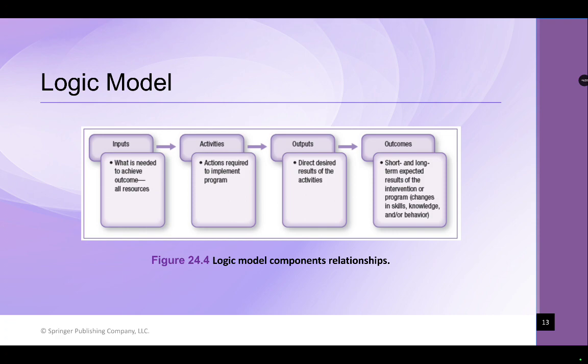So, here is the figure I was talking about that presents a simple diagram of the relationships between different components of the logic model. Inputs are the resources needed to implement the program or intervention. Activities are those actions required to produce the desired outcome. Outputs are the direct, tangible results of said action, and outcomes are the expected results of the program or intervention.